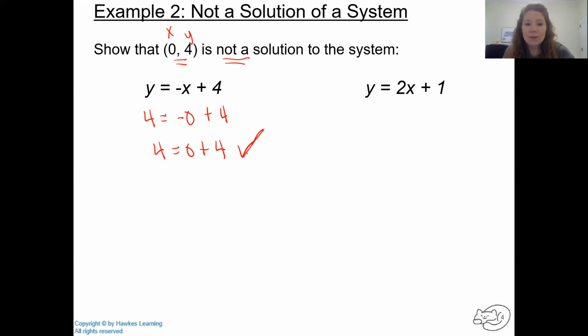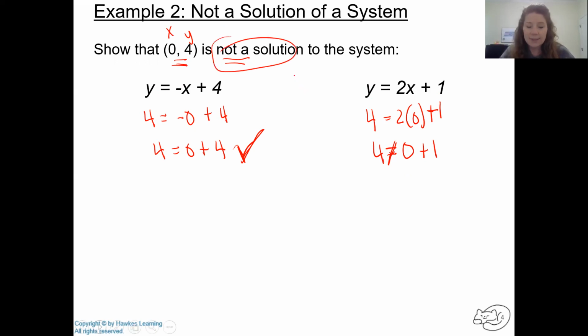So you might think, well, this might be a solution, right? But we have to make sure it works for both of the equations. So once again, y is 4, x is 0. Well, 2 times 0 is 0, and 0 plus 1 does not equal 4. So even though we have one correct statement, this one is not true. That means that this ordered pair is not a solution for the whole system, and the whole system includes both equations.